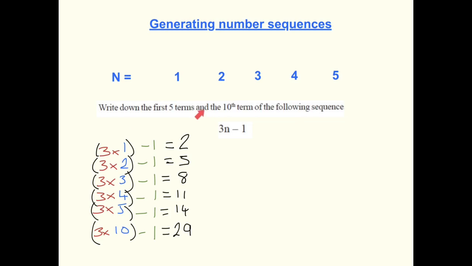It also says in the question, what's the 10th term of the sequence? So I've done down the bottom here 3 times 10 for the 10th term, which is 30, take away 1, which gives you 29. And then we just need to write those in a sequence: 2, 5, 8, 11, 14, and then the 10th one is 29. Okay, hope that was useful.